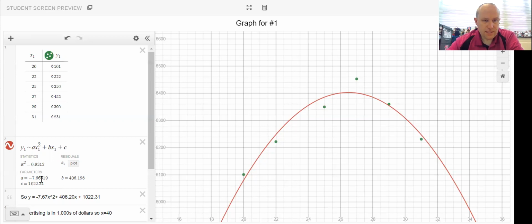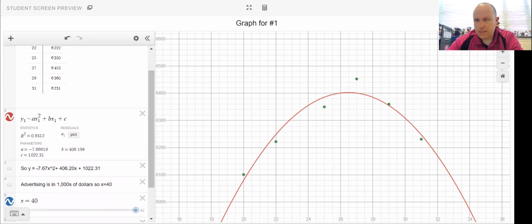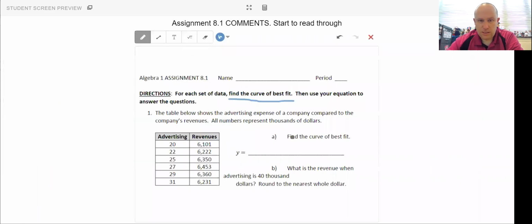-7.66619, that's how many X squareds we have, and so on. Now you can round a little bit if you like to, that's fine. So that's what I did here. I rounded to a couple of decimal places. And then let's go back to that first question so we can see what it says.